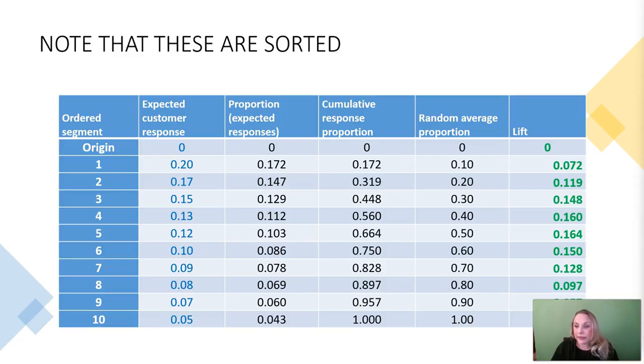The idea behind lift is to send promotional materials, which have a unit cost, to those groups that have the greatest probability of positive responses first. So what you start with is you look at your expected customer response for your individual segments, and you sort them with your highest expected customer response listed first, and then you can calculate the rest of the items in the chart, and we'll go through that throughout this presentation.